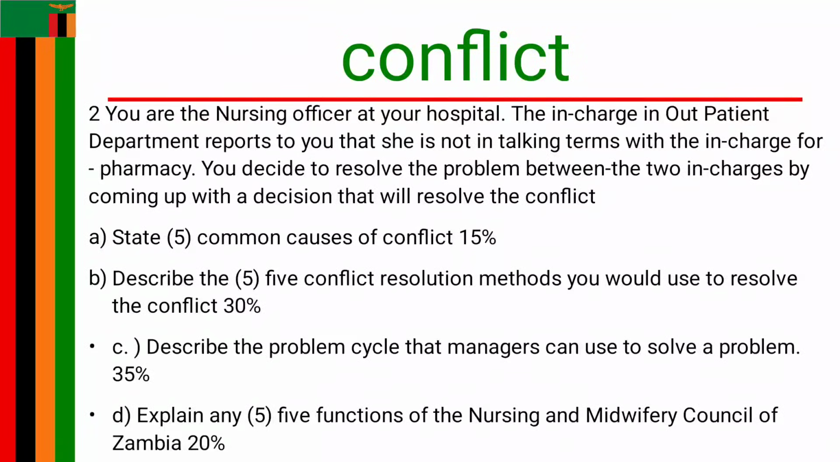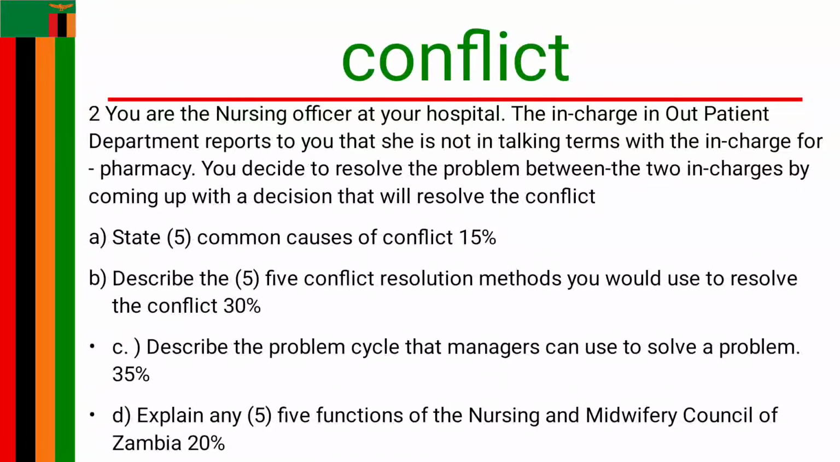Question C is saying describe the problem cycle that managers can use to solve a problem. Now, when we talk about the problem cycle for managers, the first stage talks about identifying the problem. So, on identifying the problem, you need to clearly define and understand the nature of the conflict or the issue between the two in charges.